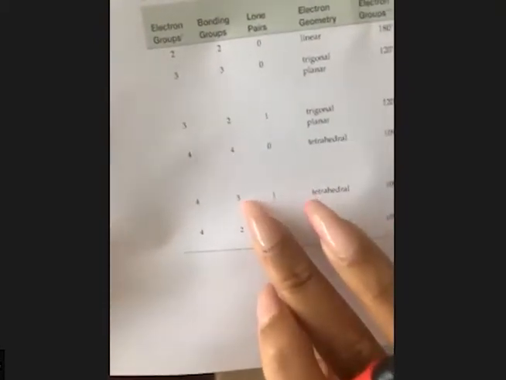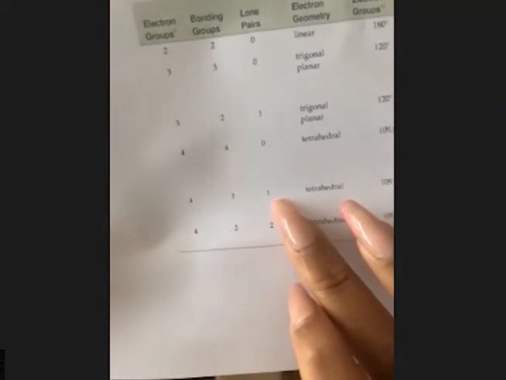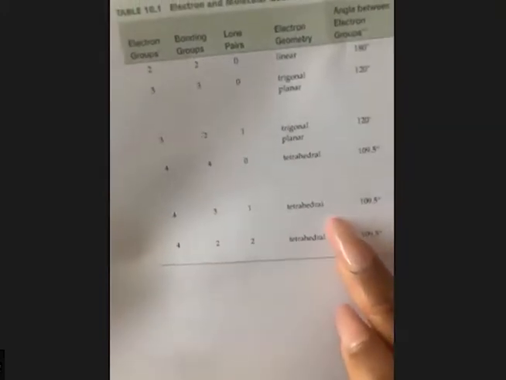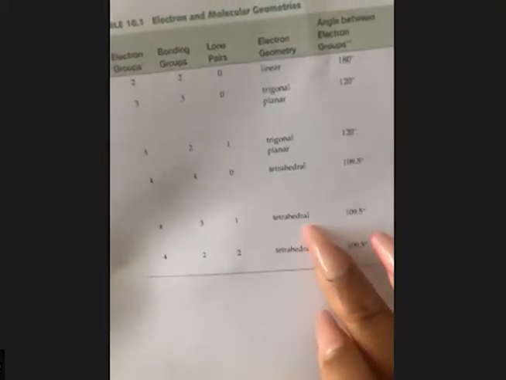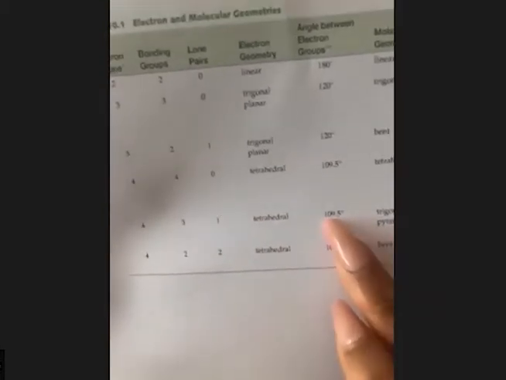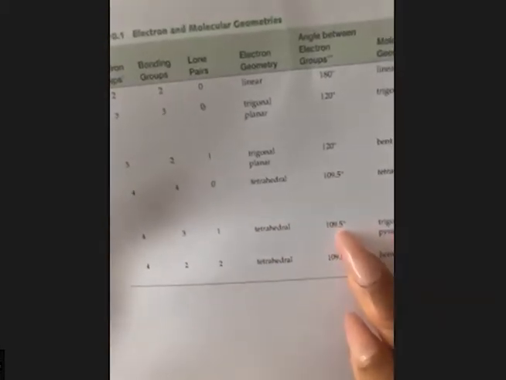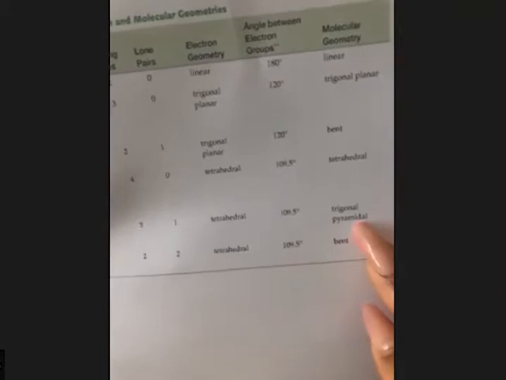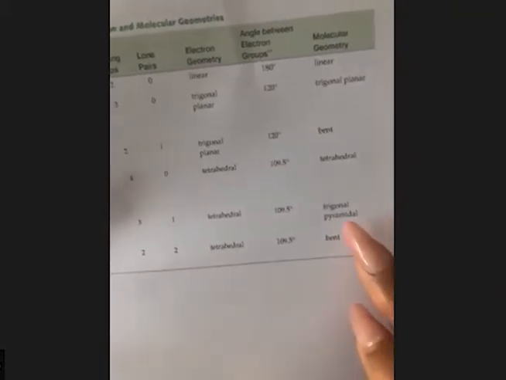So I have 4 electron groups. In this case, 3 of them are bonding, 1 of them is a lone pair. So I say the electron geometry is tetrahedral. The angle between the central atom and the other atoms is 109.5 degrees. And the overall shape of the molecule is trigonal pyramidal. So essentially, if I draw the Lewis structure correctly, I should be able to just look at this table and read it across to figure out the overall shape of my molecule.